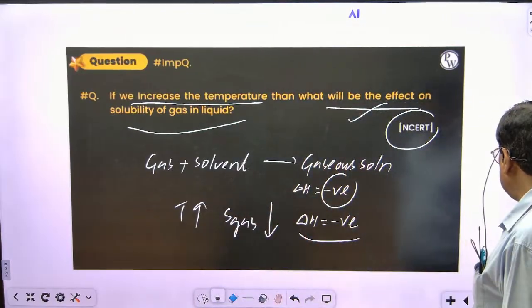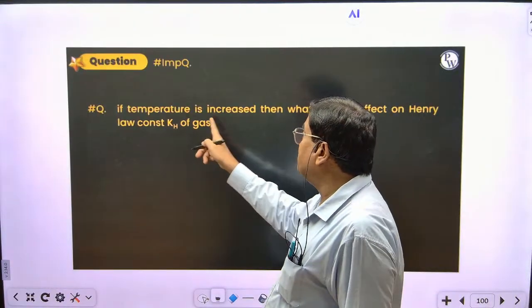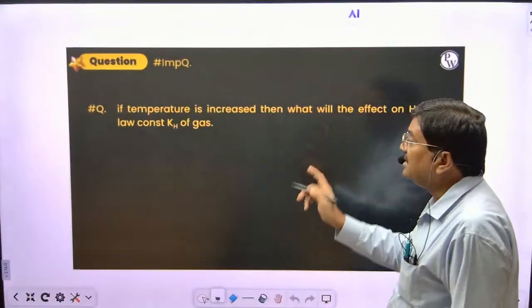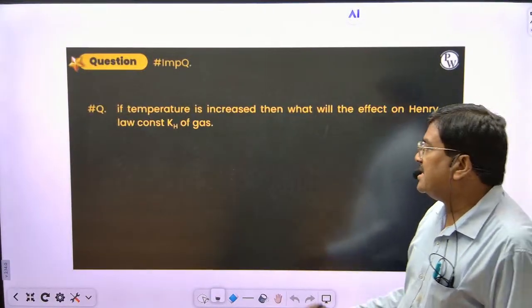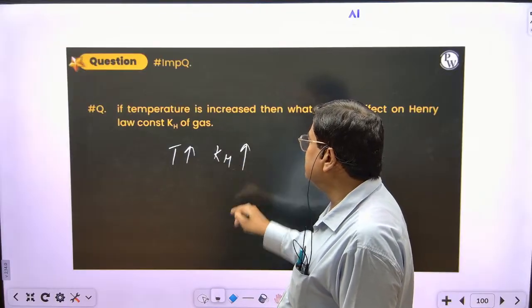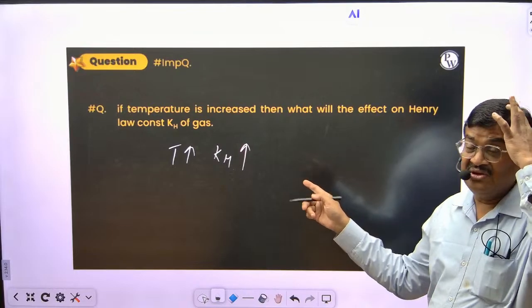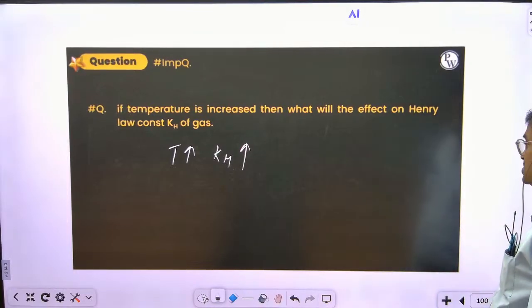This is the PPT and now the next. The next question, tell me what should be the answer. If temperature is increased, then what will be the effect on Henry's constant? As temperature increases, what do we learn? KH value increases. This also we discussed.